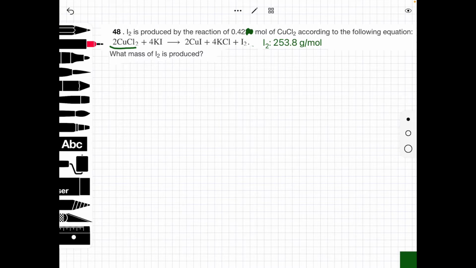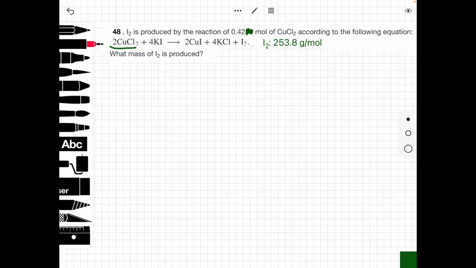For this we have this example in which iodine is produced by the reaction of 0.42 moles of copper 2 chloride according to the following equation. We have 2 moles of copper 2 chloride that react with 4 moles of potassium iodide to produce 2 moles of copper 1 iodide and 4 moles of potassium chloride and 1 mole of iodine. The question here is, what is the mass of iodine that is produced?